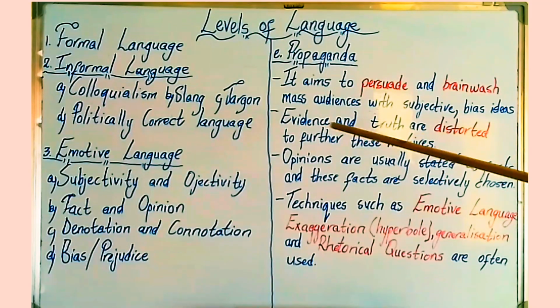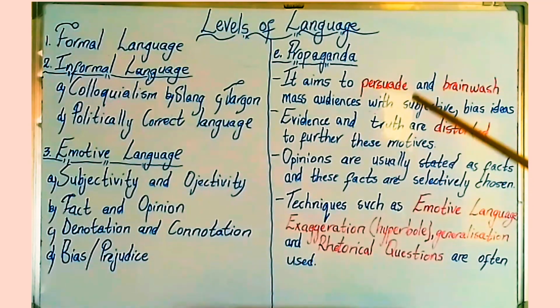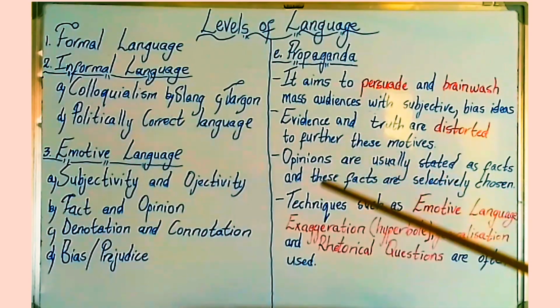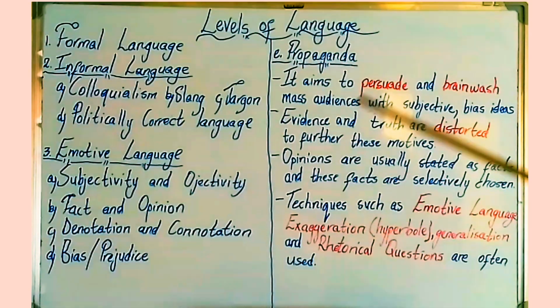Then we move on to evidence and truth are distorted to further this motive. So this is done intentionally when a person is talking about opinions and delivering them as if they are facts. They are distorting the truth in order to further their motive. And then opinions are usually stated as facts, and these facts are selectively chosen. So they choose opinions that they know can be used as facts when they know very well that it's not a fact. So it's intentional, and usually narcissistic people use this strategy.